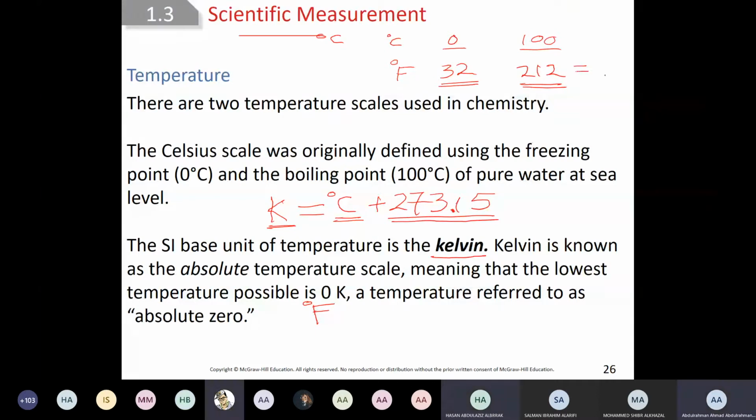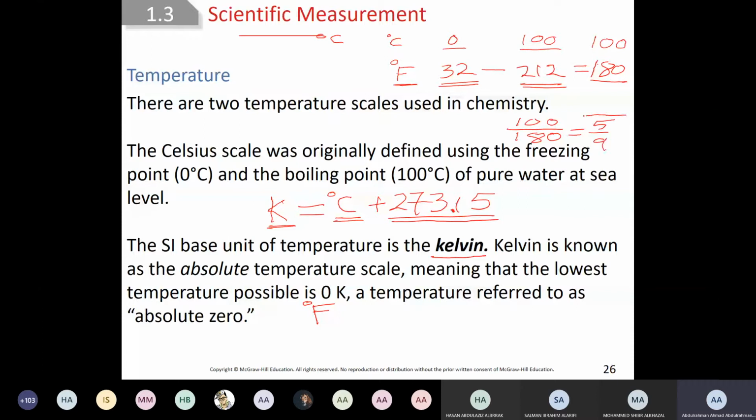Fahrenheit is much... what is the difference between freezing and boiling? In Fahrenheit, from freezing to boiling, there are 180 degrees. Clear? Okay. In centigrade, from freezing to boiling, what's the difference? 100. If we put 100 over 180, this will be 5/9.